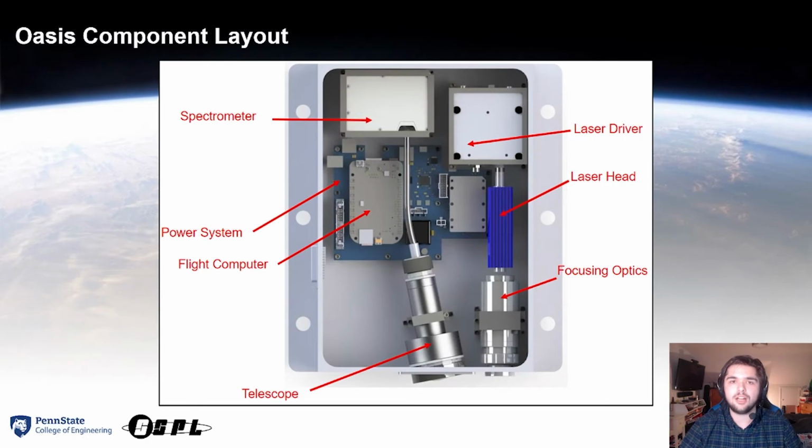Shown here is a top-down view of the Oasis payload without the lid to give a clearer picture of component layout. Starting at the top, we have the spectrometer and laser driver, connected to their respective optical systems through fiber optic cable and laser head. The spectrometer telescope is intentionally angled inwards towards the focusing optics for reasons to be discussed in the Science and Optics section. Lastly, the power system and flight computer are mounted to the housing beneath the fiber optic cable to save space within the payload.